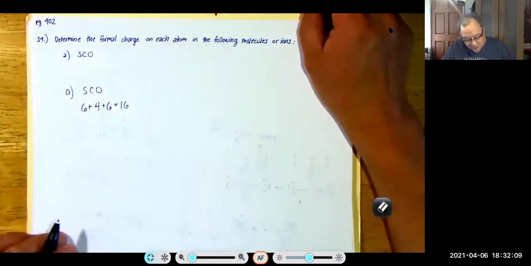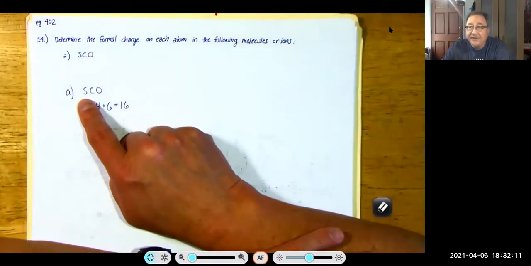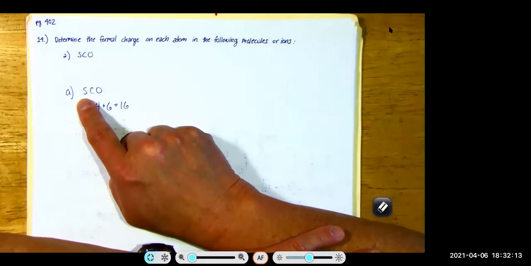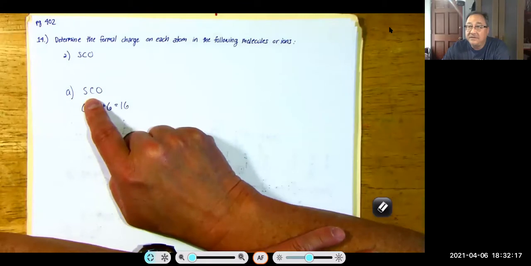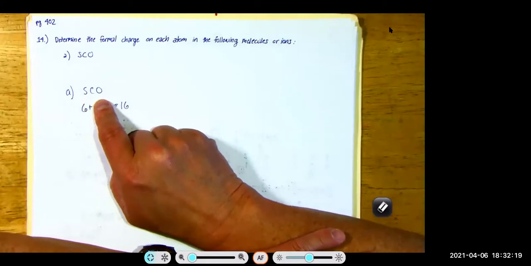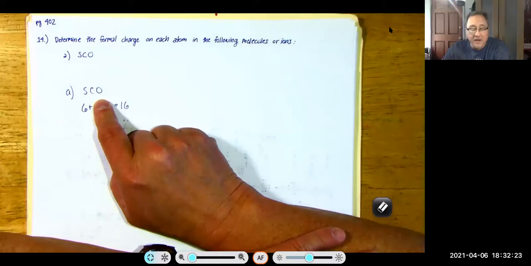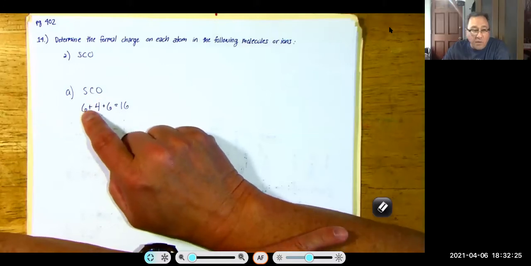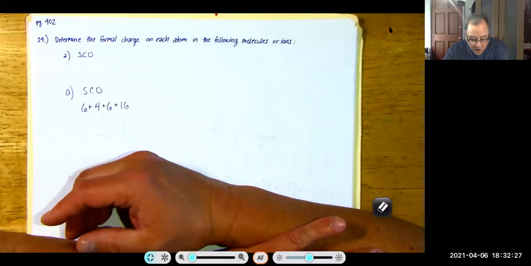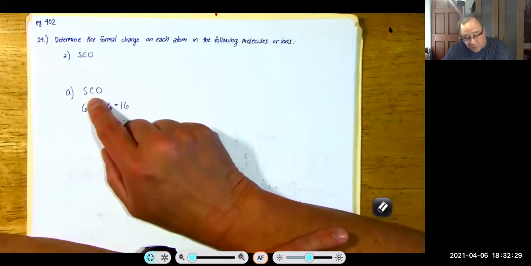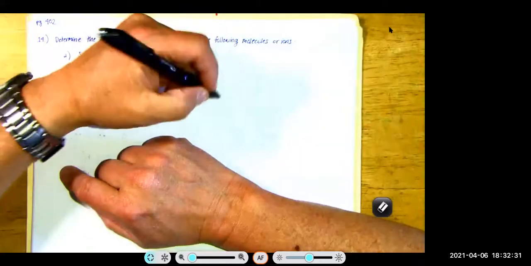Mm-hmm. Now, sulfur normally makes how many bonds? Normally makes 2. Carbon, how many? 4. Oxygen, how many? 2. Okay, so here we have a clear choice because with the normal amount of bonds that they make, carbon normally makes more, so we're putting it in the middle.